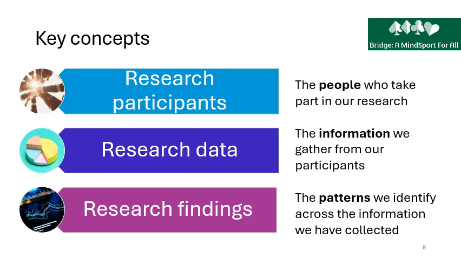Some key concepts in the research process are the research participants, who are the people who take part in our research, the research data, which is the information we gather from our participants, and the research findings, which are the patterns we identify across all the information we have collected. So there is a transformation that occurs here. First, we have the spoken word of our participants, if we are doing interviews or focus groups, which we transform into one big pile of research data, and which we then engage with analytically to turn into research findings.